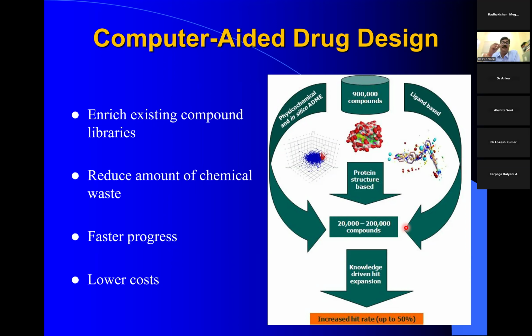So from like 9 lakh compounds, we come down to a very few compounds, and the hit rate is very much increased, like 50%. So we are saving dollars also. This is what I really wanted to convey.